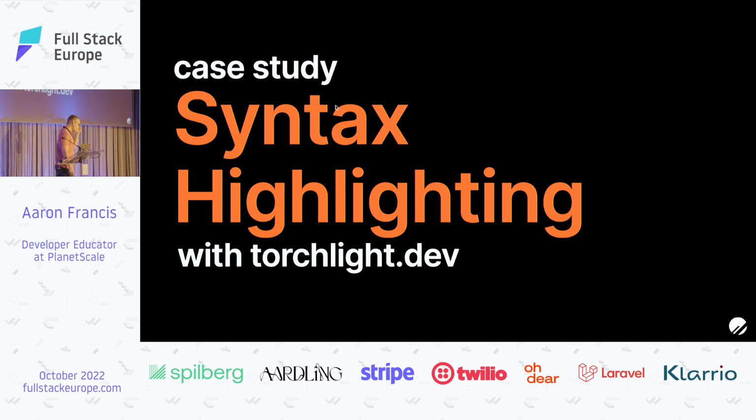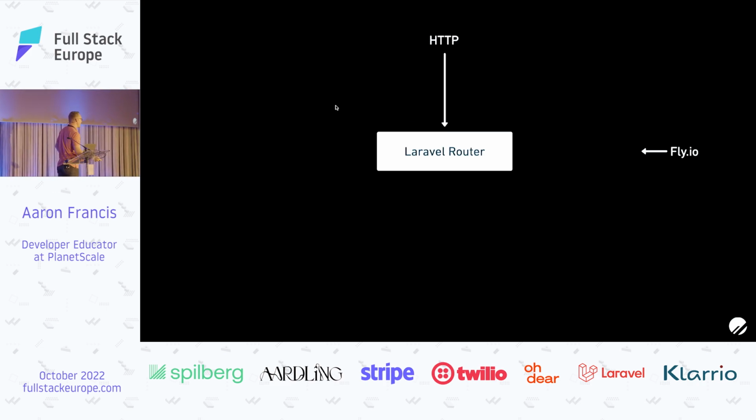So Torchlight is a syntax highlighting API. So you would install it in your app. The clients send me unhighlighted code blocks. I send them back highlighted code blocks. So it's a little different than every other syntax highlighter in that it runs on my server, not in your user's browser, right? So that's the situation. Here's kind of how it was set up in the beginning.